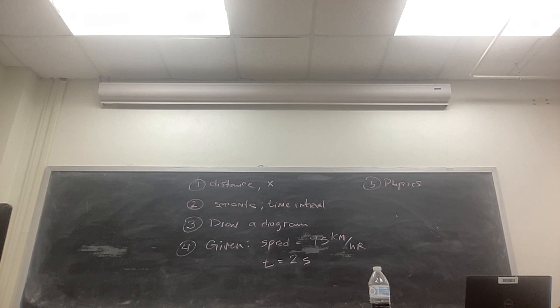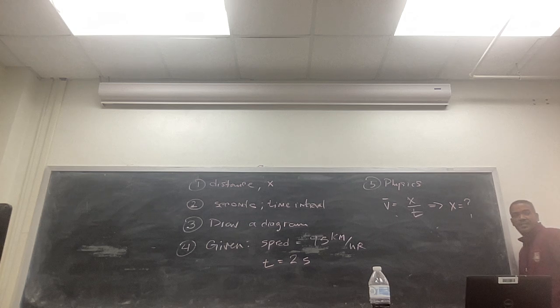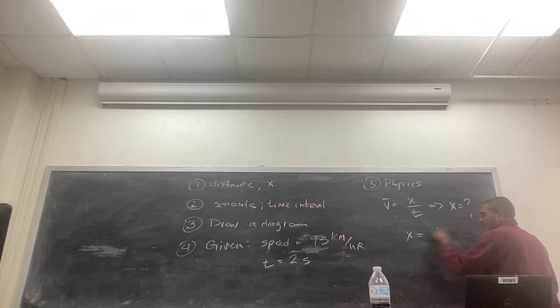The average speed equals distance over time. All right. So let's say average speed equals what? Distance over time, right? And we are looking for what? X. We're looking for X. So then we're gonna rearrange this equation, and what are we gonna get? X is equal to what? V times T.